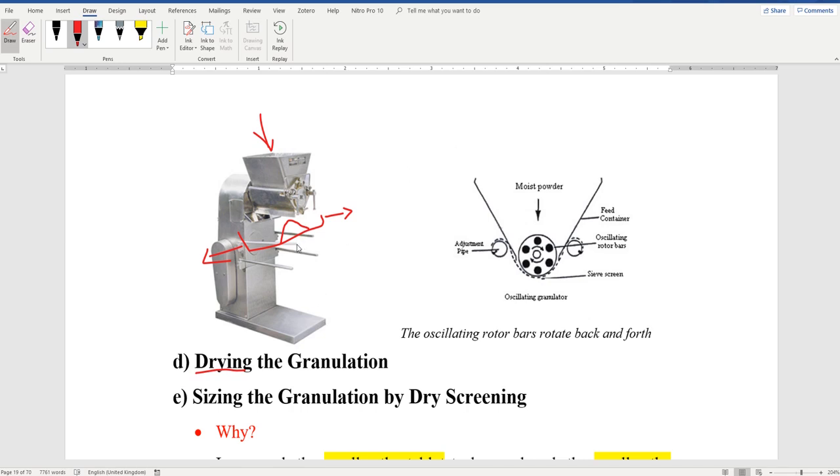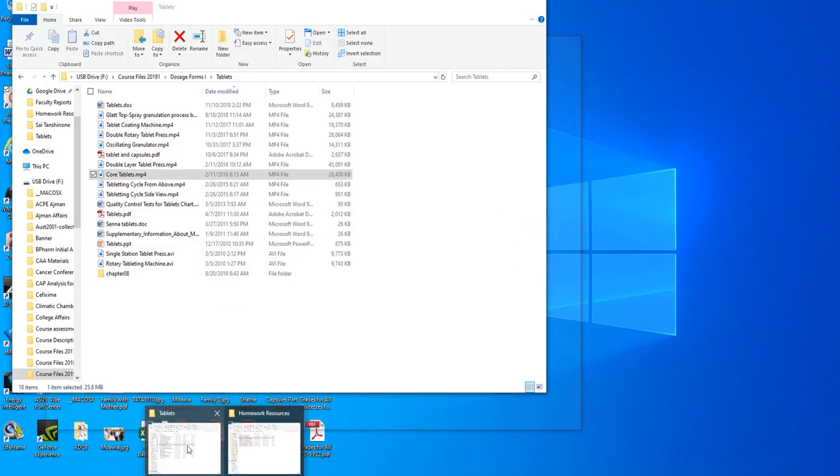One of the most commonly used dryers is the tray dryer. Tray means a tray, this tray here. Okay, this is the tray. So you take the trays to the dryer, there will be several of them, maybe 20 trays or 10 trays, and you put them in a tray dryer. Okay, I will show you in a video how the oscillating granulator works, so that you get an idea of how granulation is done.